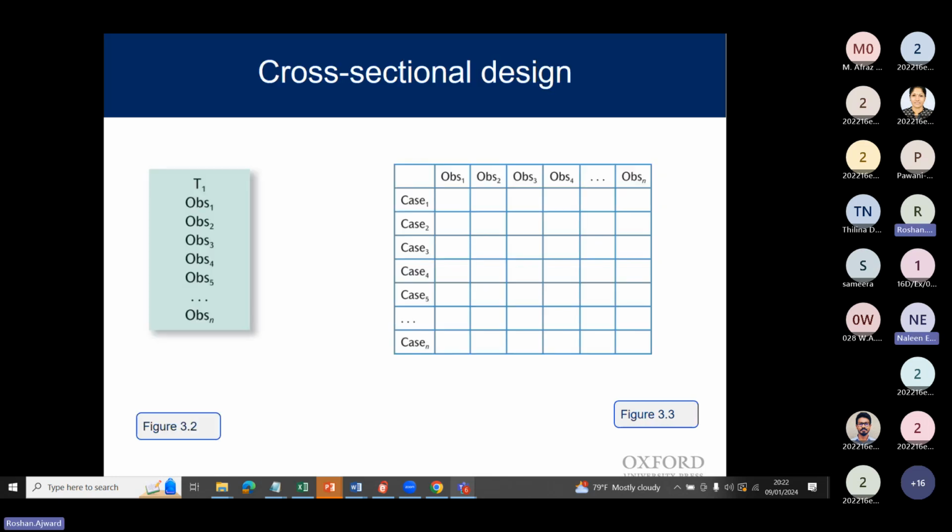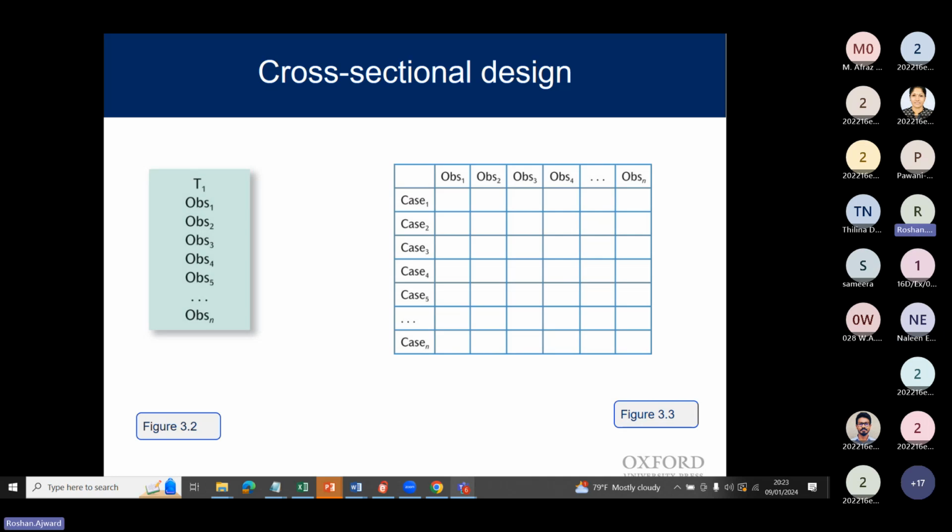Say, for example, T1 is now. At T1, you give the questionnaire and you get several responses. You get them from case 1, these are the students, different students, and you can get different observations. This is one of the most common designs that researchers use. They give a questionnaire and they get data. This is called cross-sectional design.